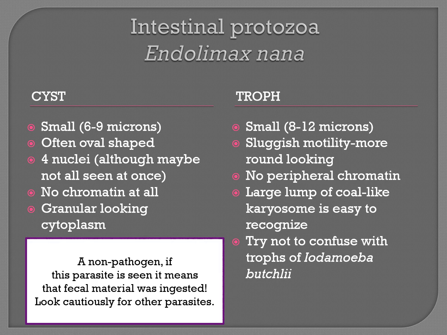In the troph, they are small as well at 8 to 12 microns. They have sluggish motility. They're more rounded looking. They have no peripheral chromatin around that nuclear membrane. And they have a large, very distinct lump of coal type of karyosome. It's very, very easy to recognize. Now, we don't want to confuse the troph with the Iotamoeba trophs because Iotamoeba looks very similar to Endolimax nana. I would recommend, if you're not sure if you have an Endolimax troph or an Iotamoeba troph, that you try to find the cysts because the cysts of the two species are very, very different.